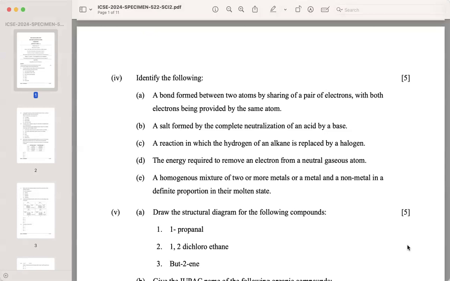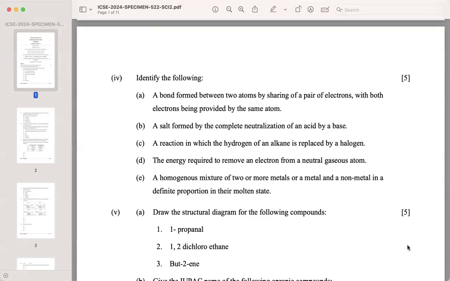Part B, a salt formed by the complete neutralization of an acid by a base. It is a normal salt. Part C, a reaction in which the hydrogen of an alkane is replaced by a halogen. It is substitution or halogenation reaction.